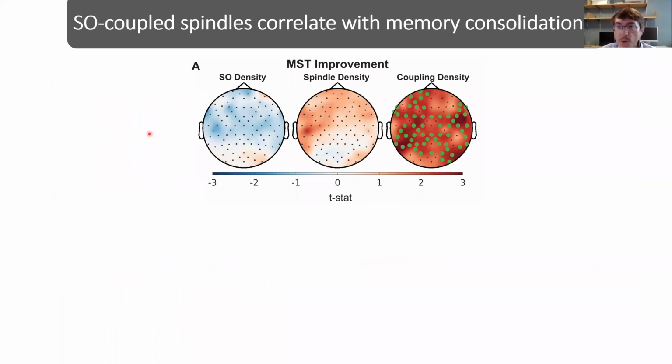But we also wanted to look at the correlation between the density of these oscillations over the entire nap, not just stimulated ones, and MST improvement, because we wanted to replicate these results we were finding in our previous studies and that other groups have looked at. And what we found in our healthy controls is that the slow oscillation density and spindle density don't correlate with this memory improvement, but actually coupling density does.